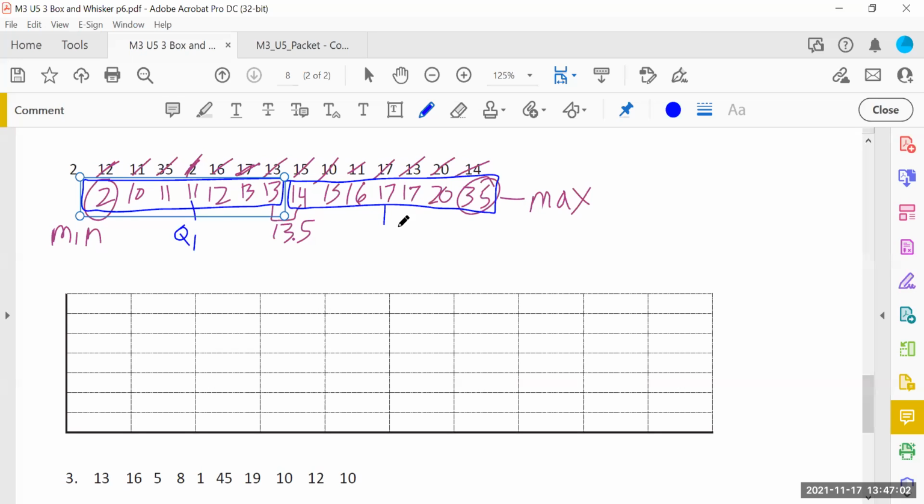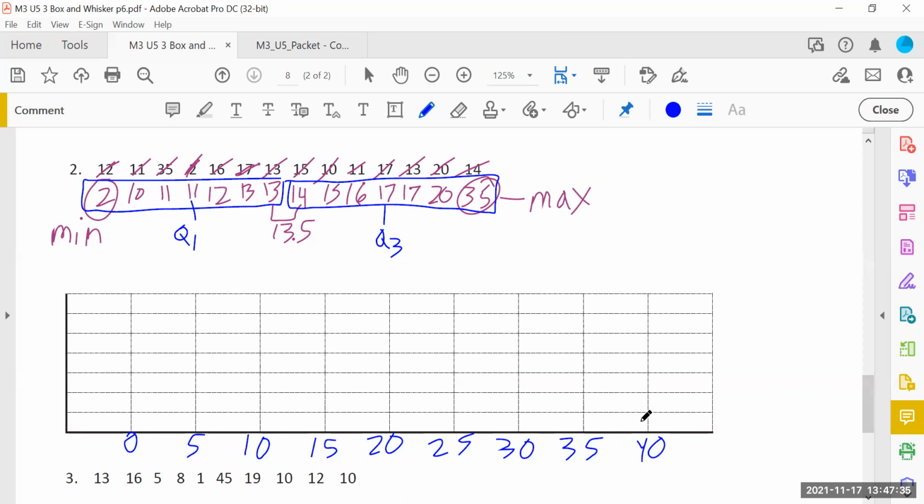So 17 is going to be Q3. Does that make sense? We've got our numbers. I'm going from 2 to 35, so let's go ahead and count by fives again. I'm going to move it to the middle here. 0, 5, 10, 15, 20, 25, 30, 35, 40. So we've got all those values.